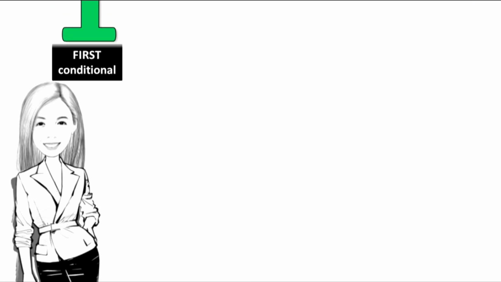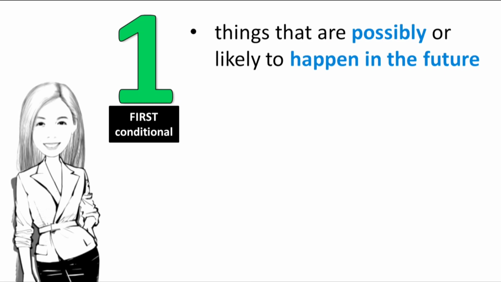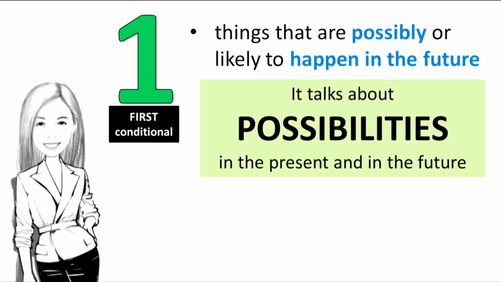Next is the first conditional. It pertains to things that are possibly or likely to happen in the future. It talks about possibilities in the present and in the future. An example, if it rains, I will stay at home. The condition is, if there is a possibility to rain in the future, then the result is, I will stay at home if it only rains.